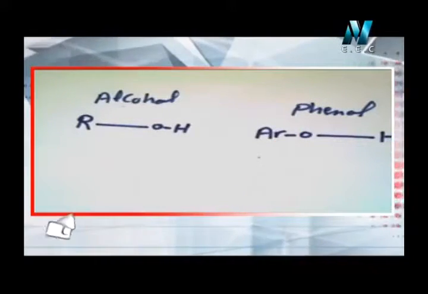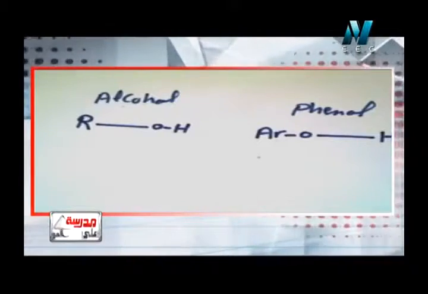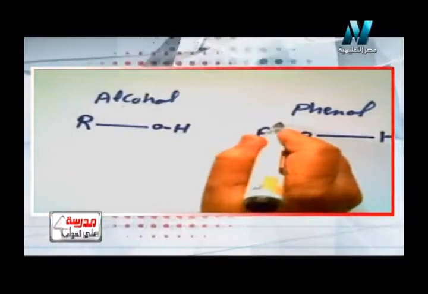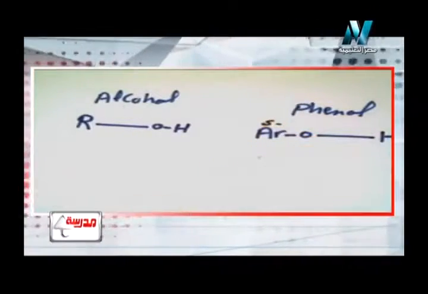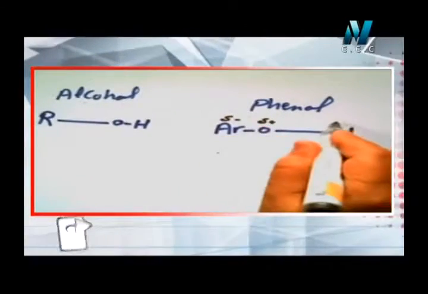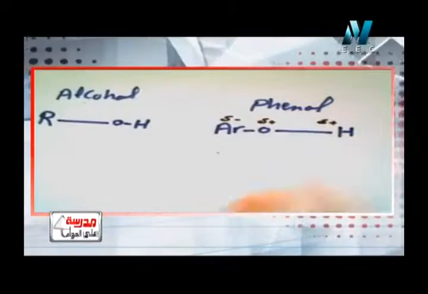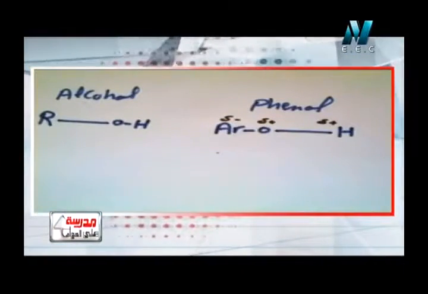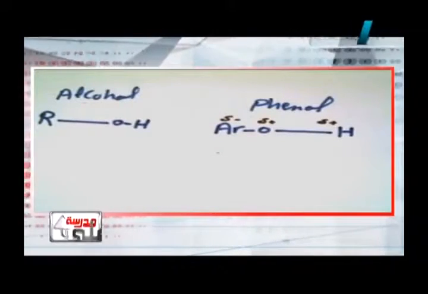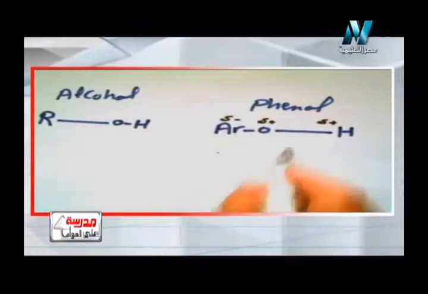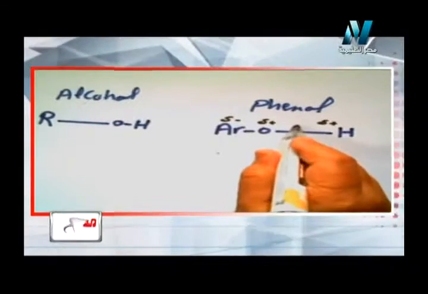I said that the benzene ring is electrophilic. It attracts electrons, forming a negative partial charge on the benzene ring and making a positive partial charge on oxygen. The hydrogen carries a positive partial charge, so repulsion occurs between the oxygen and the hydrogen in phenol. So the presence of the benzene ring makes the bond between O and H long and weak, so it can be broken easily.